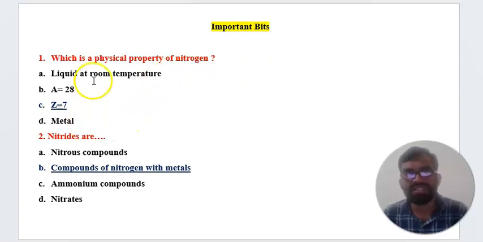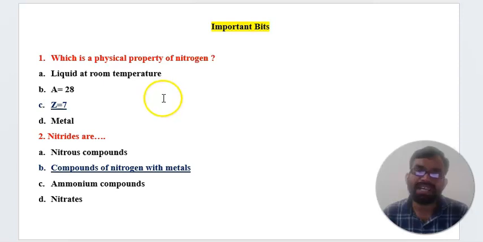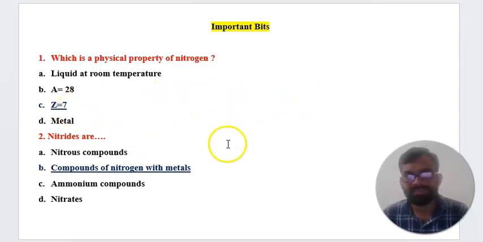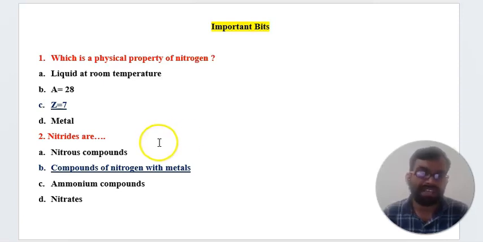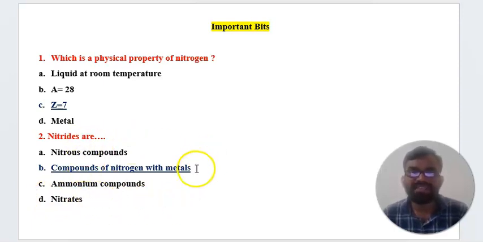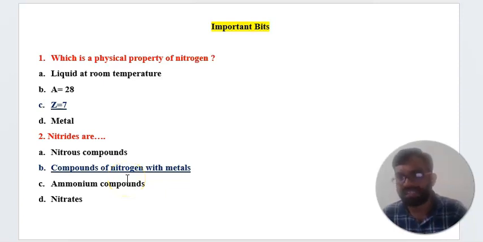You can see the first bit is about the physical properties of nitrogen. Four options are given and C is the right answer, because the atomic number of nitrogen is 7. The second question is about nitrites, the compounds of nitrogen with metals, ammonium compounds, and nitrates. Nitrites means the compounds of nitrogen with metals. So the right answer for the second bit is B.